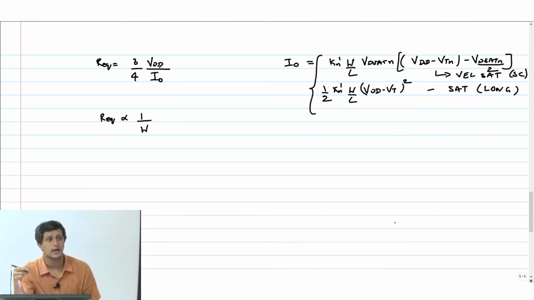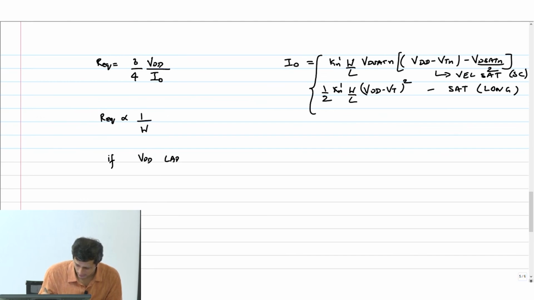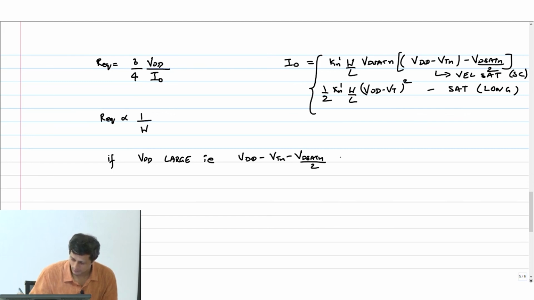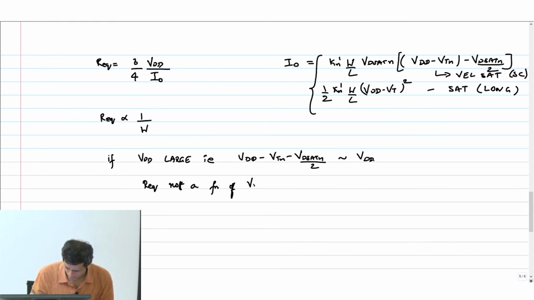But there is also an inverse dependence on 1 by VDD minus VTN minus VD sat n, no? So, if VDD is large, right? What does large mean? That is VDD minus VTN minus VD sat n by 2 is nearly VDD, right? This is just a first order thing to show you that R equivalent then is not a function of VDD.